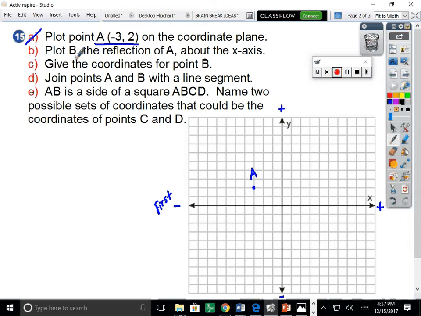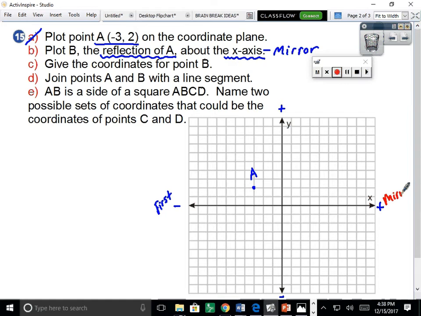It says plot B, the reflection of A, about the x-axis. I want to find the reflection of A, and I want to make sure I'm using the x-axis as my mirror. So not only is the x-axis the first thing that we use when we're plotting points, it also is going to be my mirror. I oftentimes will have students write that right next to this. I'll have them identify if the mirror is the x or the y-axis. And in this case, we're talking about the x-axis. Look across this mirror. I may even have them highlight the x-axis, so it might be a good idea right now if you highlight this x-axis, telling yourself, hey, the mirror's here. Look here to find the mirror.